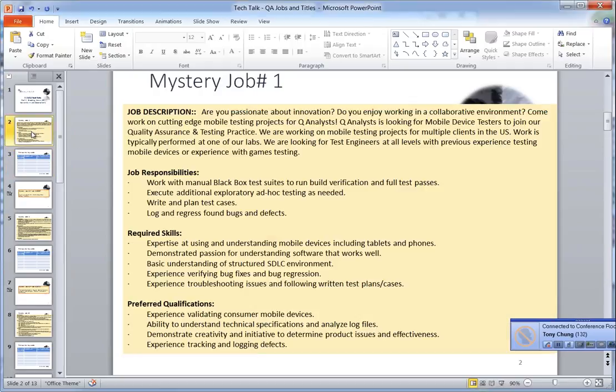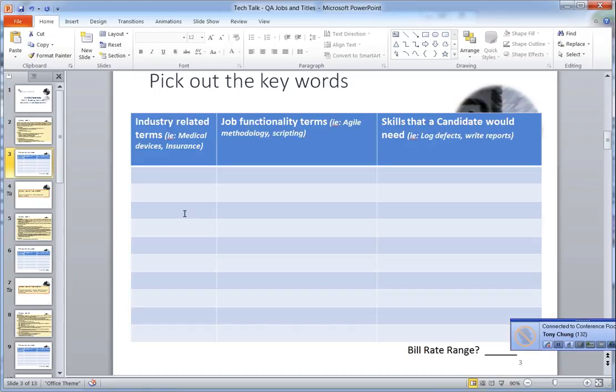The first one is mystery job number 1. So take a minute to look through this. I'm not going to read it out loud; I'll let you read it on my screen. What I want you to keep in mind is that the first thing we're going to do is look at this first column here: industry related. When you're reading the job description, think about what industry this could be in. It's usually going to be 1 or 2 words here.